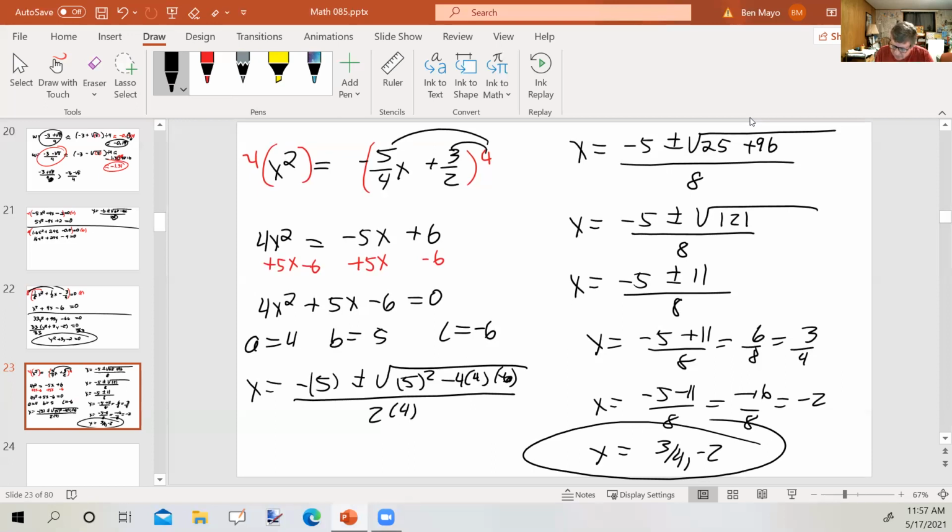All right. You want to be careful that you don't write your answer using parentheses, because then it looks like an ordered pair. Okay.